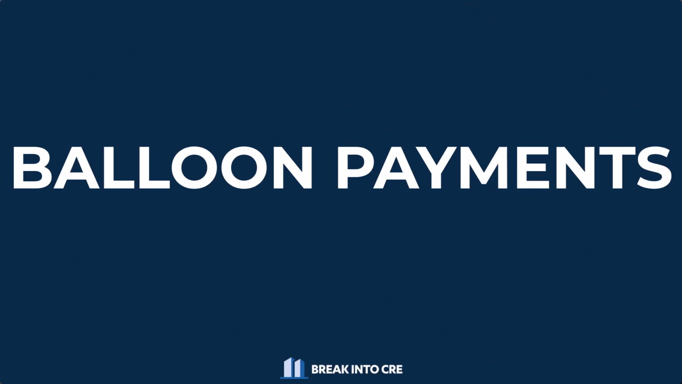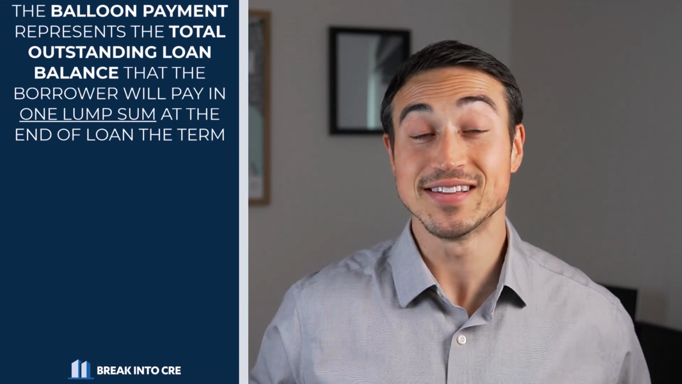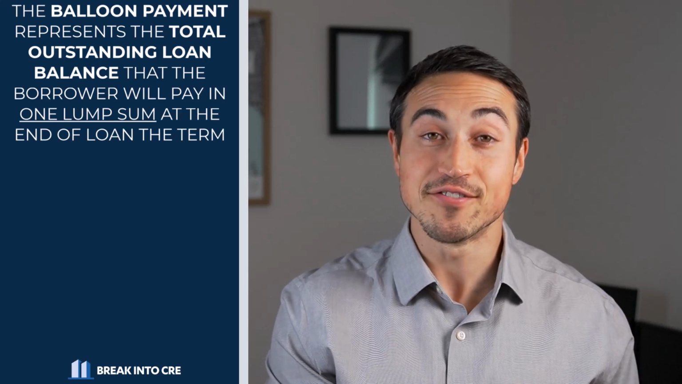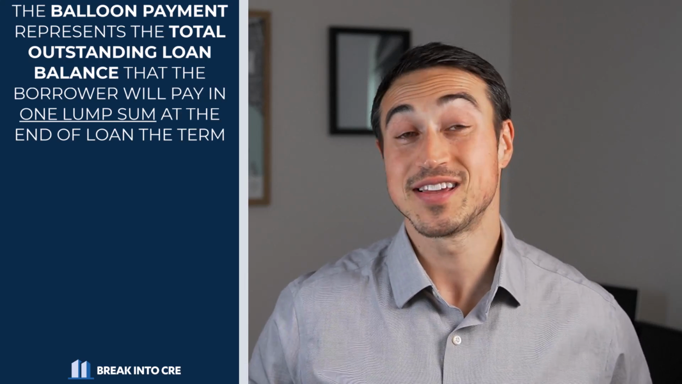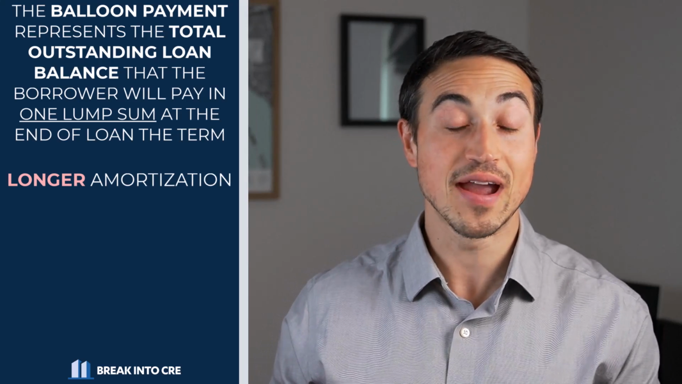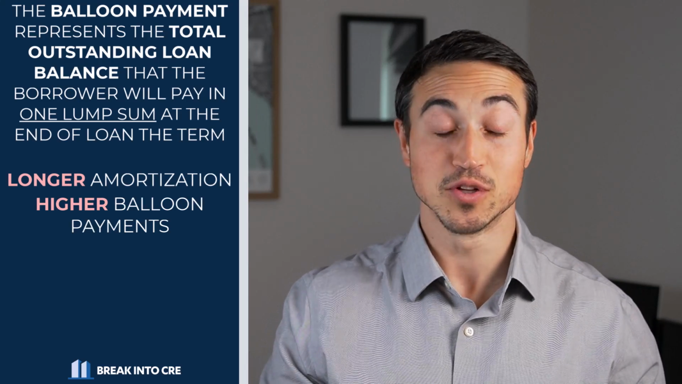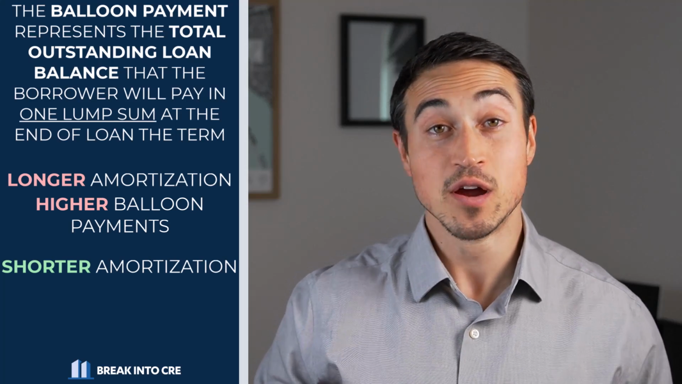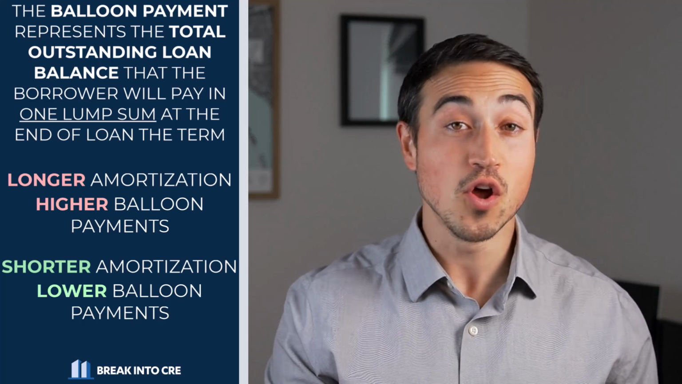And for the borrower, those lower monthly loan payments mean that this loan will not be paid off in full via regular monthly installments by the end of the loan term in the 30-year amortization scenario, and this is where what are referred to as balloon payments start to come into play. A balloon payment represents the total outstanding loan balance that the borrower will need to pay off in full to the lender, all in one lump sum at the end of the loan term, with longer amortization periods resulting in higher balloon payments and shorter amortization periods resulting in lower balloon payments or no balloon payment at all.